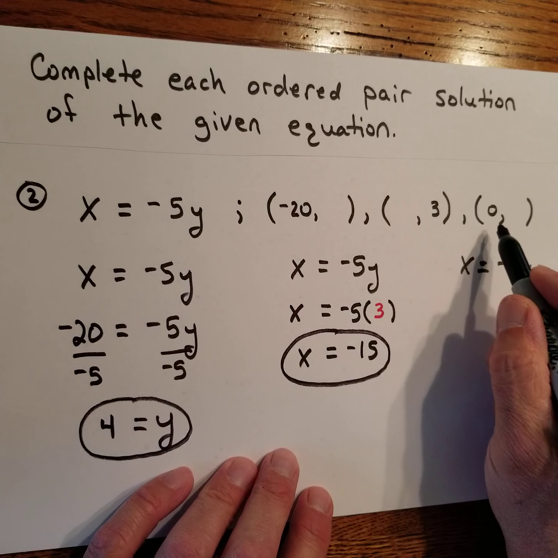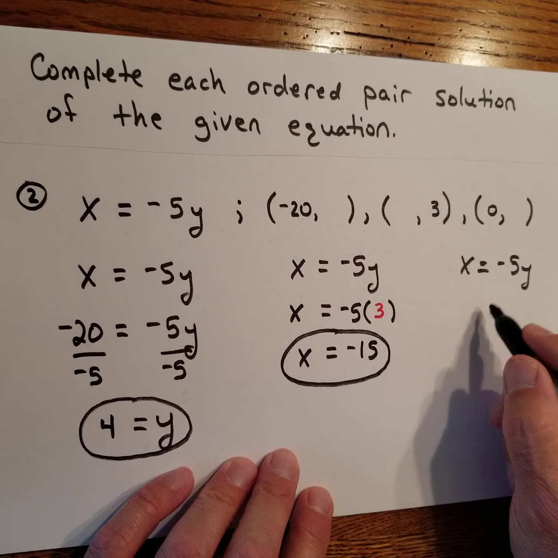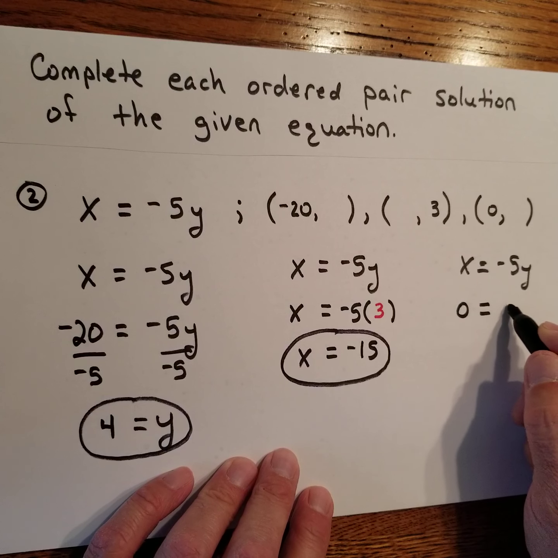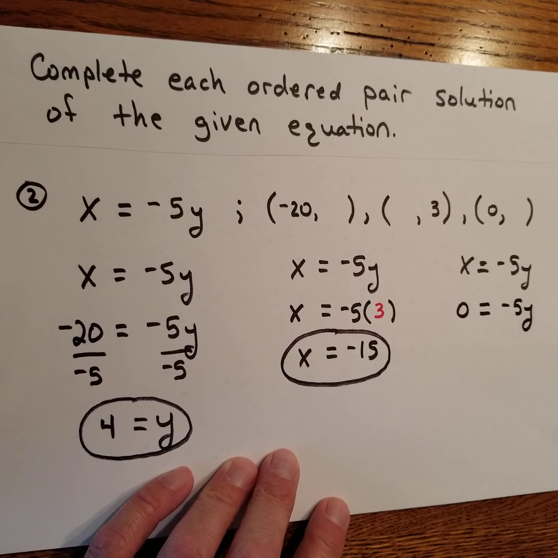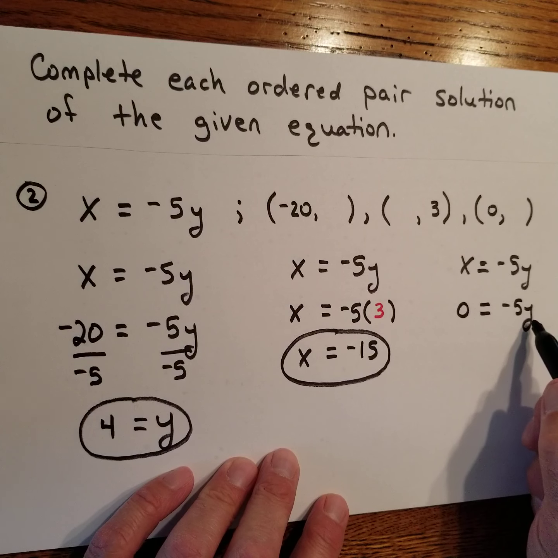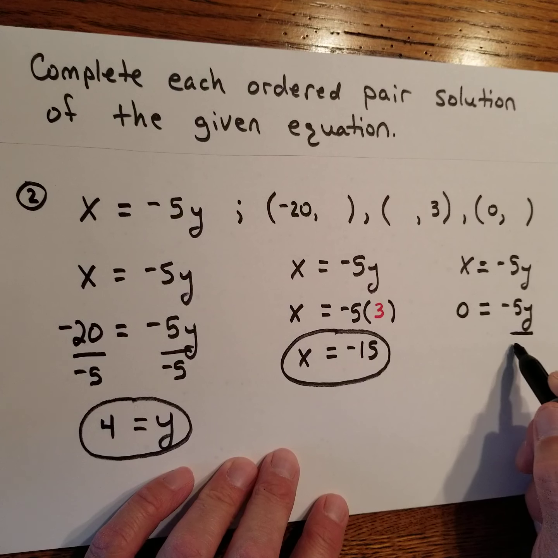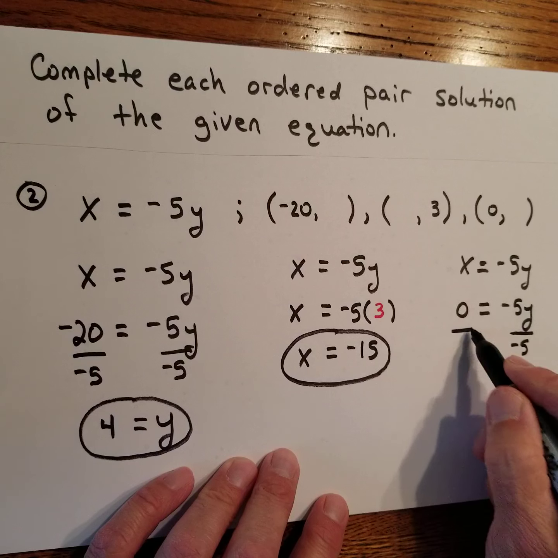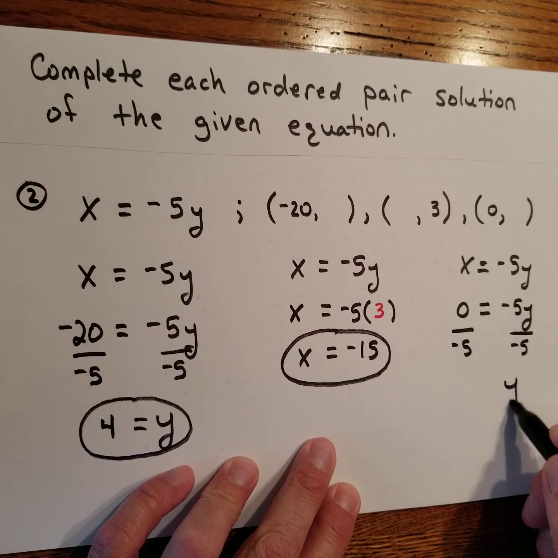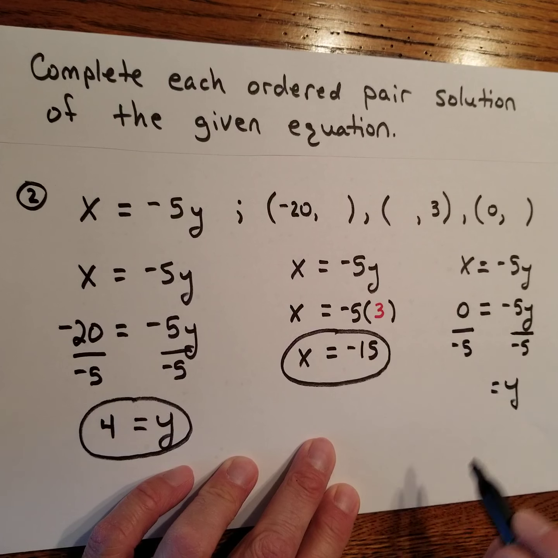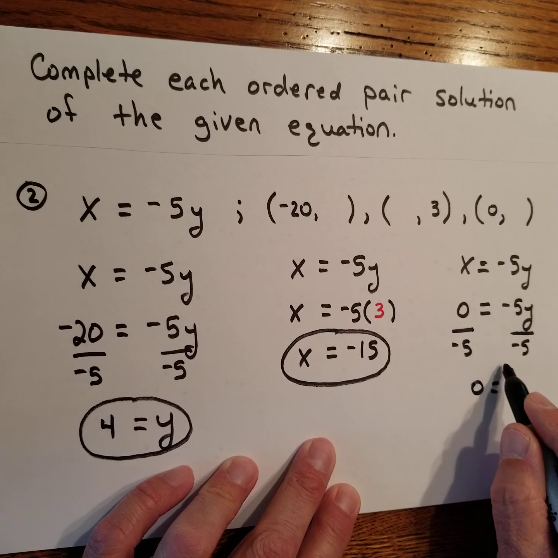Last example, if x is 0, find y. Let's plug 0 in for x and find y. Now to get y by itself, I must divide by -5. But 0 divided by any number is just 0.